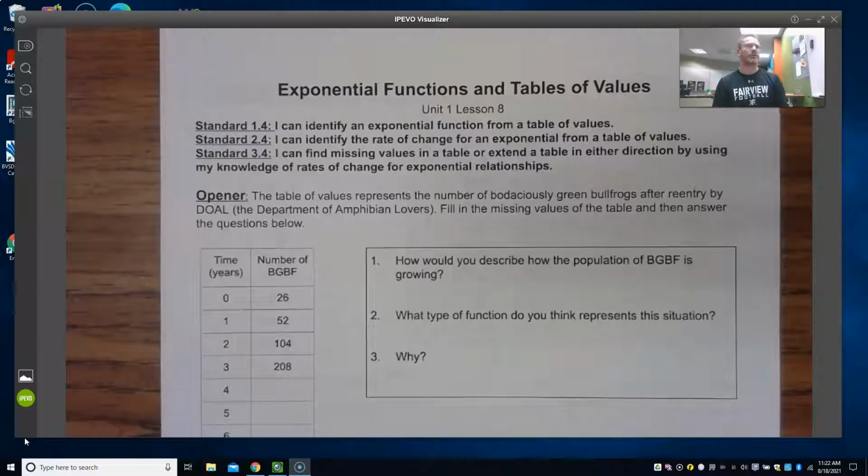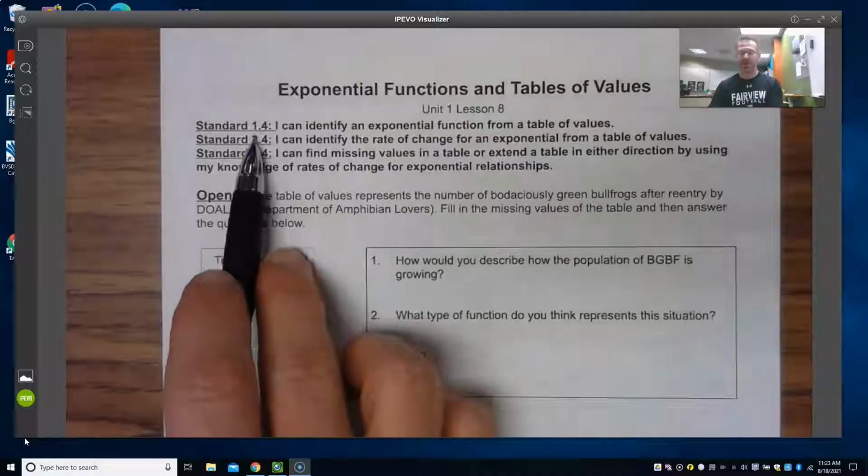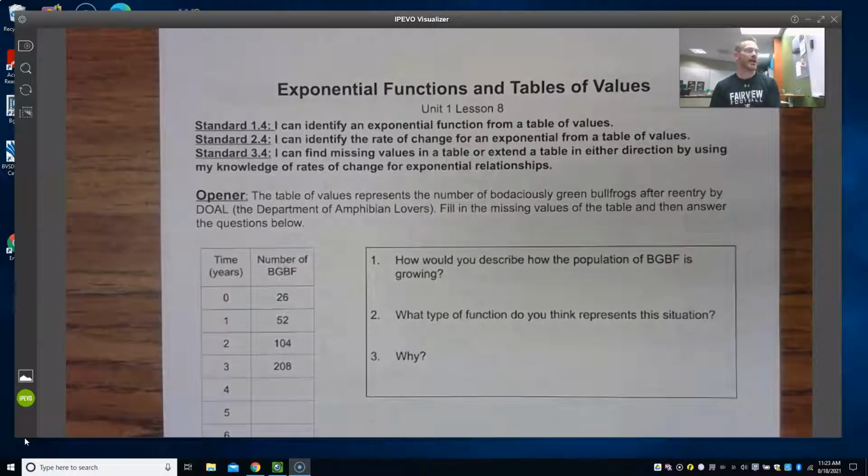All right, so we are going to open up our discussion of exponential functions and table values today. This gets into our fourth type of function. Once again, the questions that we're asking you do not change: what type of function, what's its rate of change, and then using that information, extending or filling in missing values in your table. You can see that reflected in our topics that we're going to cover today.